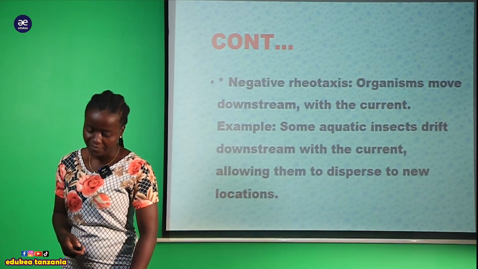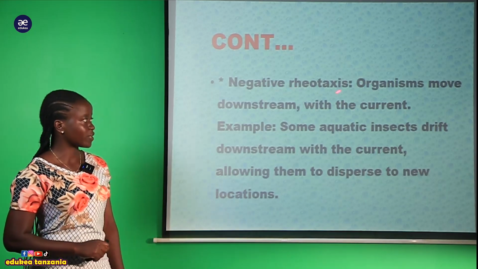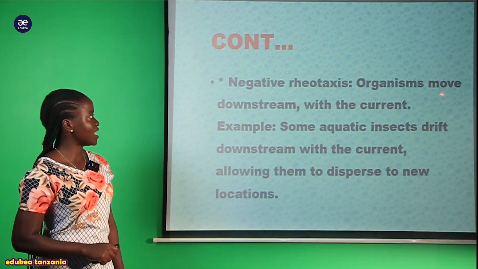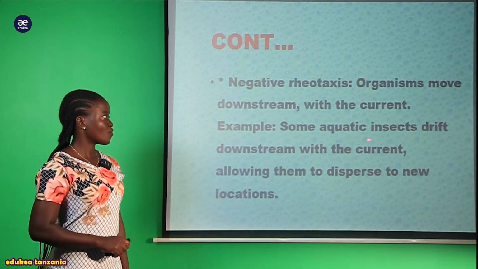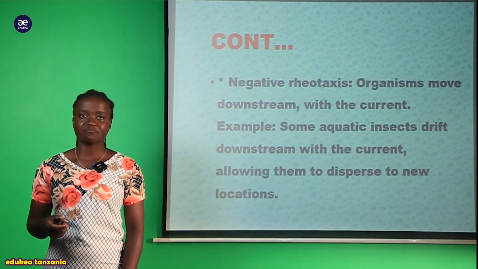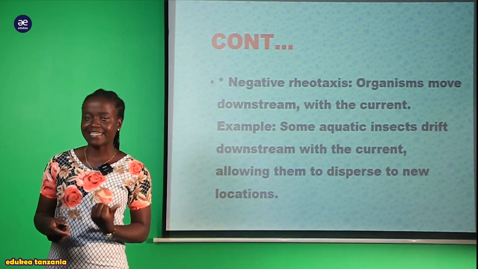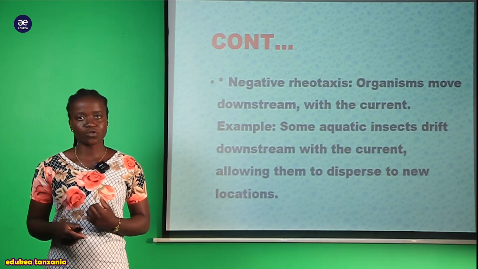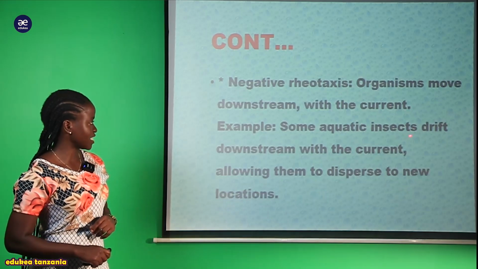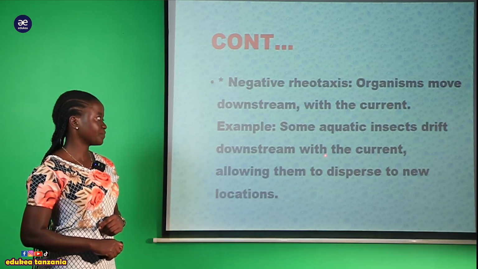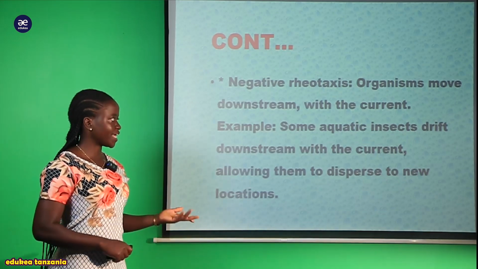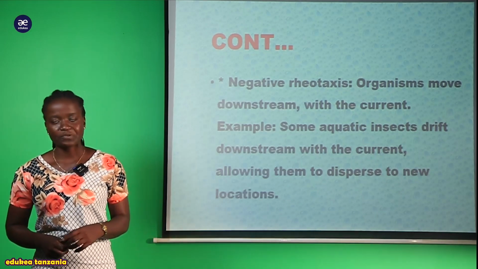But we have another one, that is negative rheotaxis. In negative rheotaxis, organisms move downstream with the current, meaning they go with the water current. For example, you can see an aquatic insect drifting downstream with the current, allowing it to disperse to a new location. For example, the insects which are found within the water.